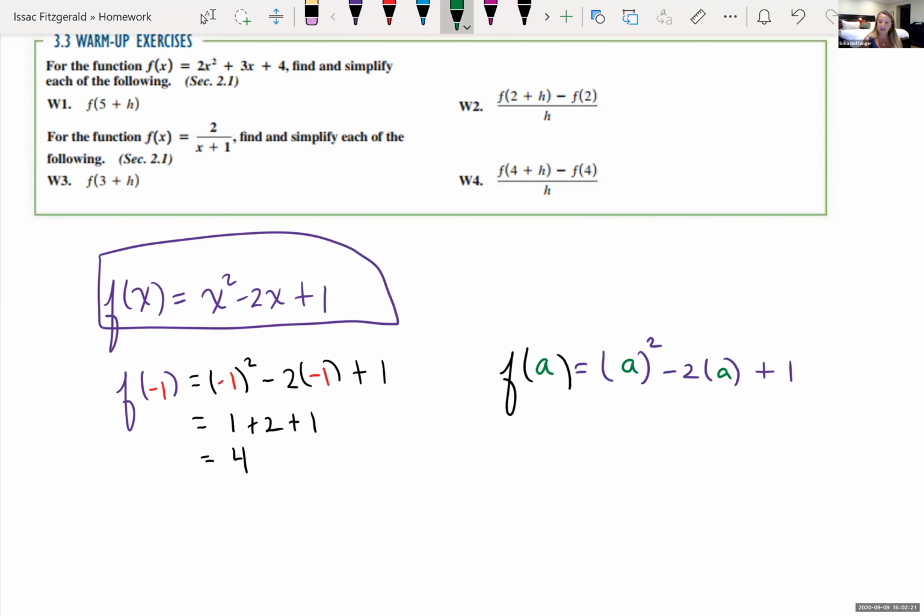There's nothing here I can do to simplify this because a squared and minus 2a are not like terms. a has to be raised to the same power to be like terms and to combine them. So this is as far as I could take this one.